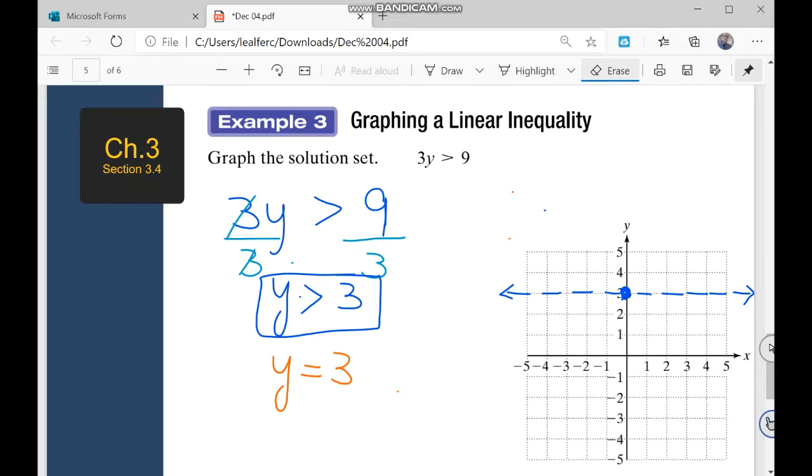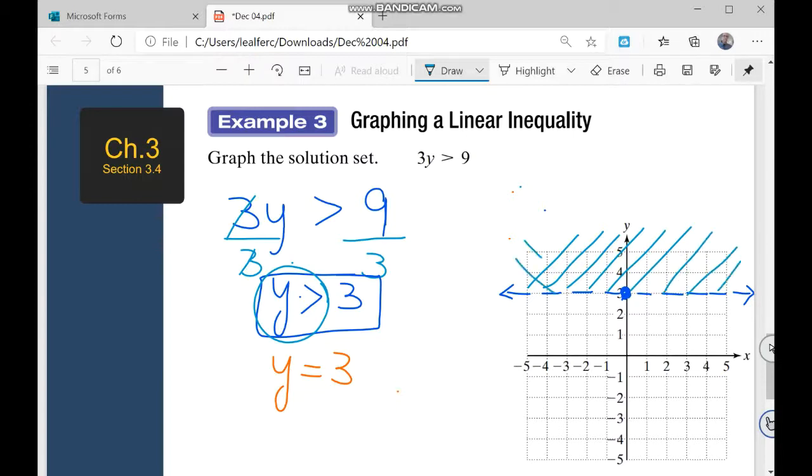So dashed line, horizontal line. Now let's go to step number 3, the area that we need to shade. And since we have the inequality here, y greater than something, we're going to shade everything that's above the line. So we shade everything above the line. This is the result. This is what we're looking for. That's the second example that I have for today.